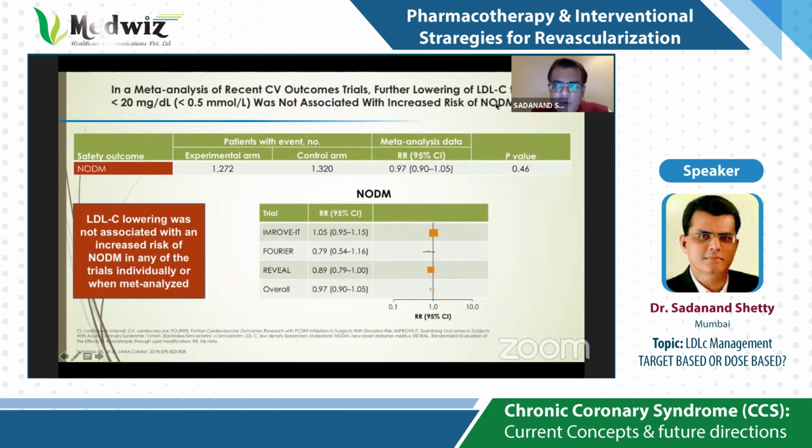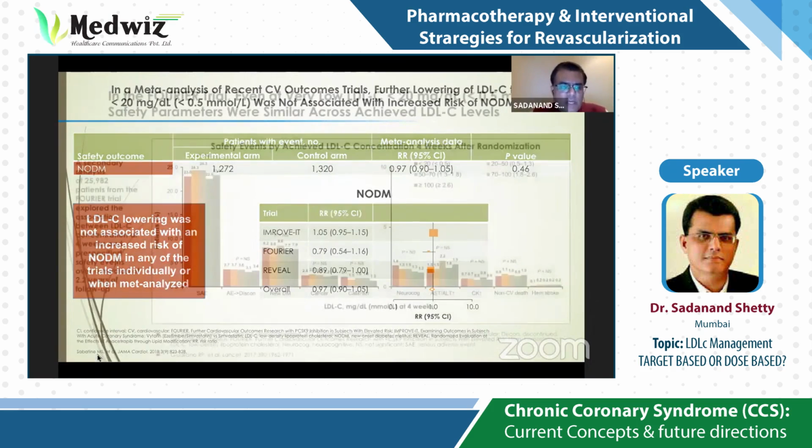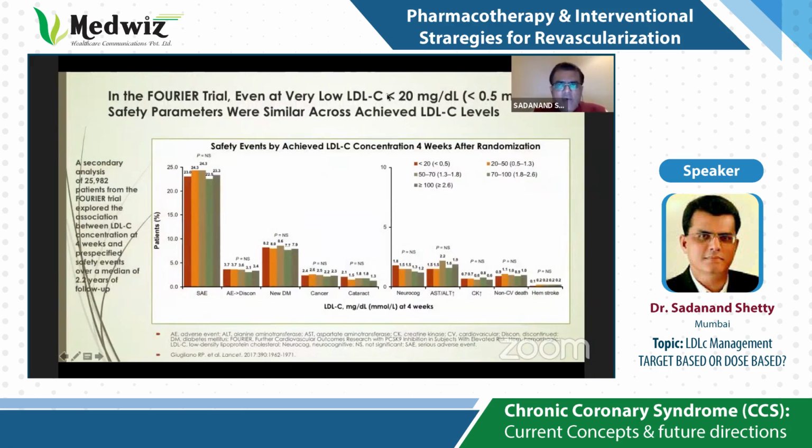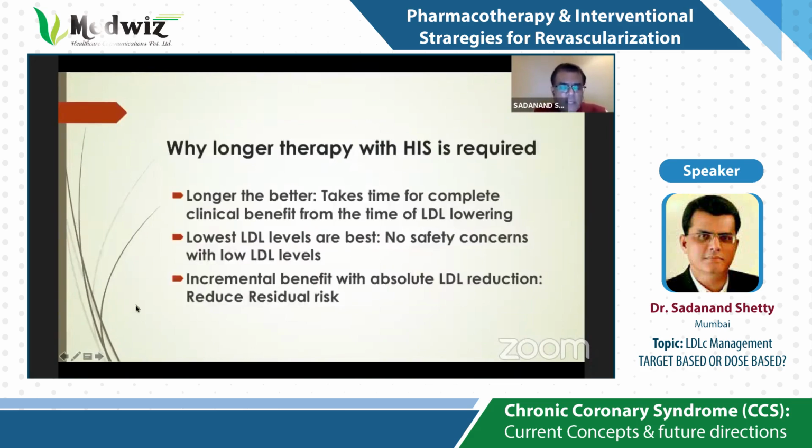Whoever is going to get new onset diabetes mellitus, the pre-diabetic, family history, obese patients, or those who are destined to have diabetes, are the people who get statin-induced diabetes. If you see the FOURIER trial, very low LDL, less than 20, showed similar safety parameters. There is no abnormality. If you see all the side effects, like cancer, cataract, new diabetes, neurocognitive dysfunction, they have shown that there is no difference in side effects.